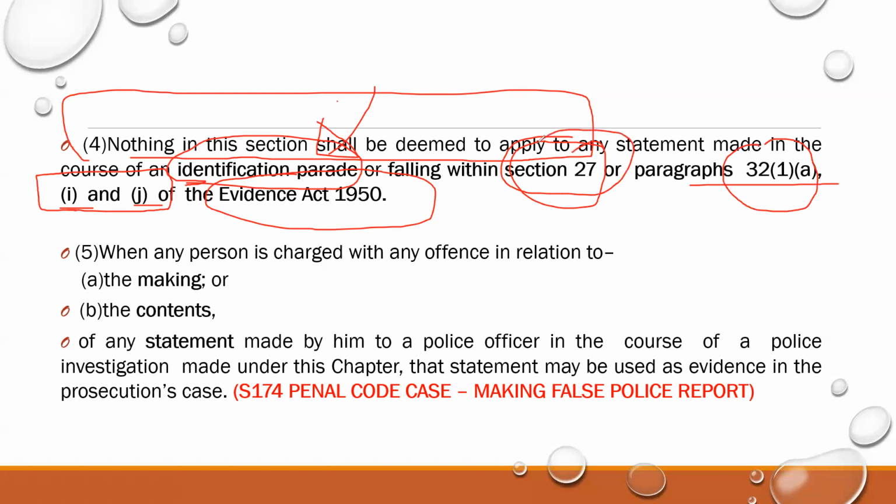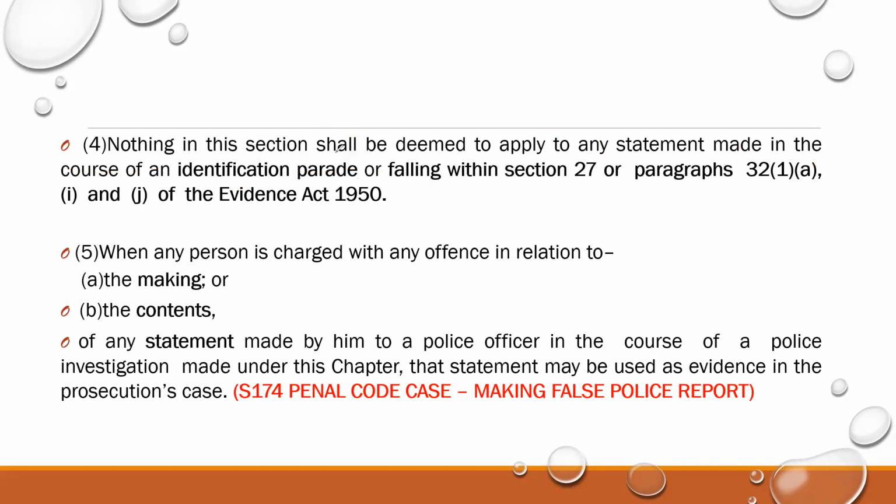And also this section 27 is whatever statement that you made or the witness made that is incriminating himself when leading to the discovery of one probably murder weapon or something like that. This statement can be used to support the evidence as a corroborative evidence. Okay. So these are all usable one, okay.